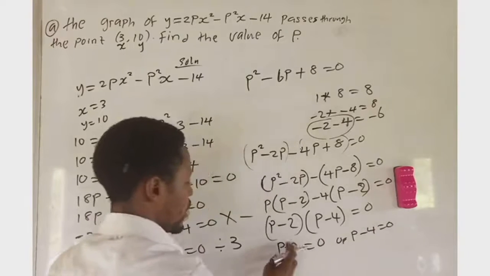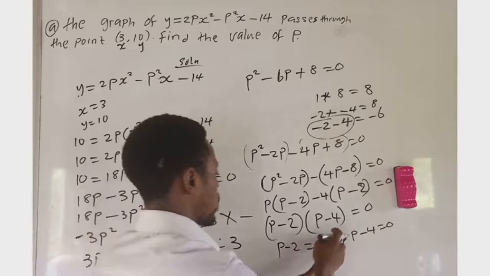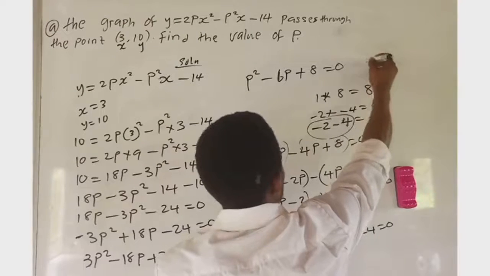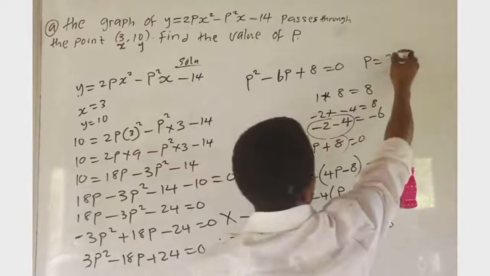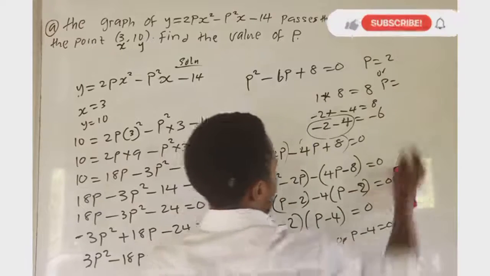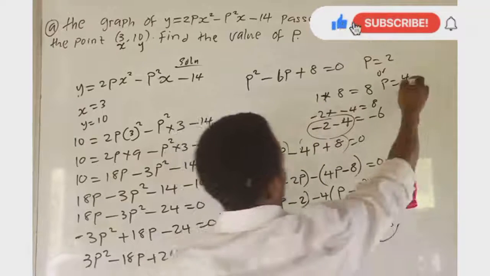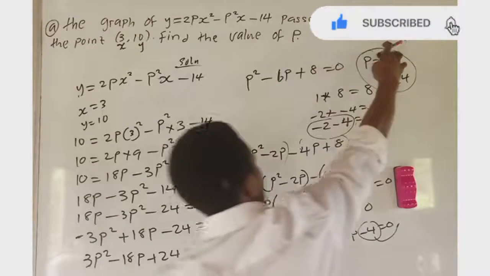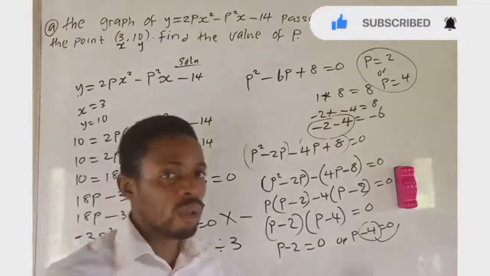So now to make p the subject of the formula, you take this minus 2 to the other side. This minus is changed to plus when you come to this side. So therefore our p is equal to 2. Or our p is equal to, when you take this to this side, 4, because it's minus 4, we come to this side, it turns to plus, and it was 4. So the value of p is either 2 or 4.